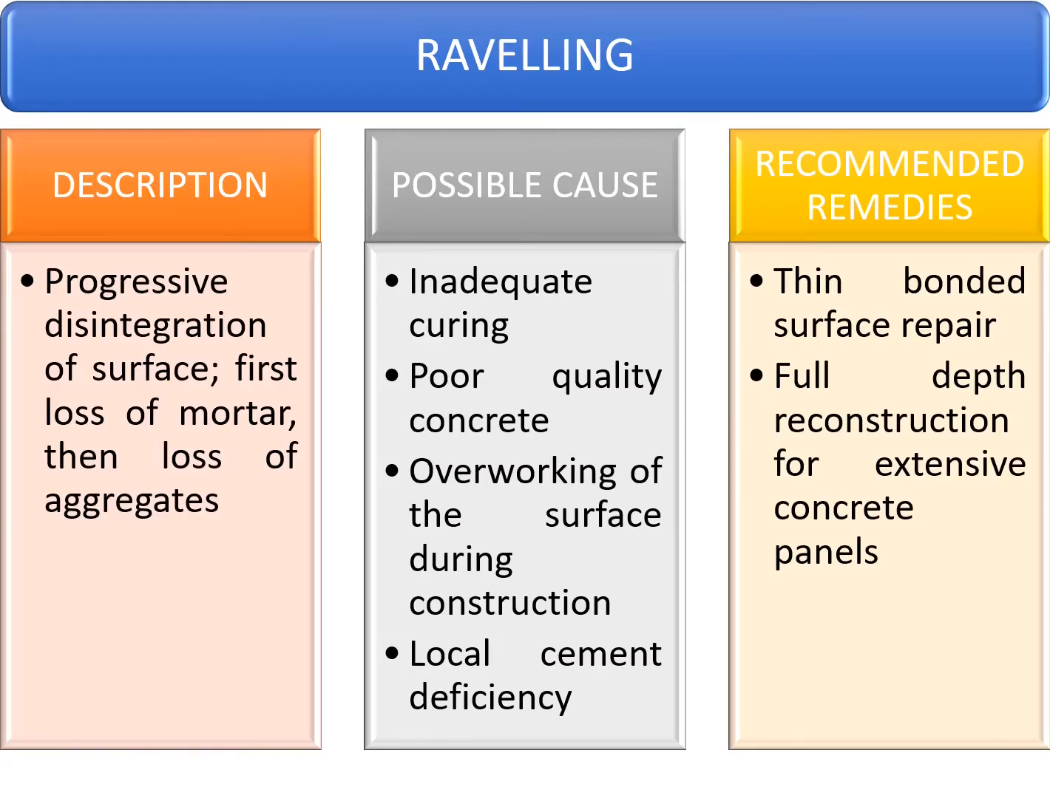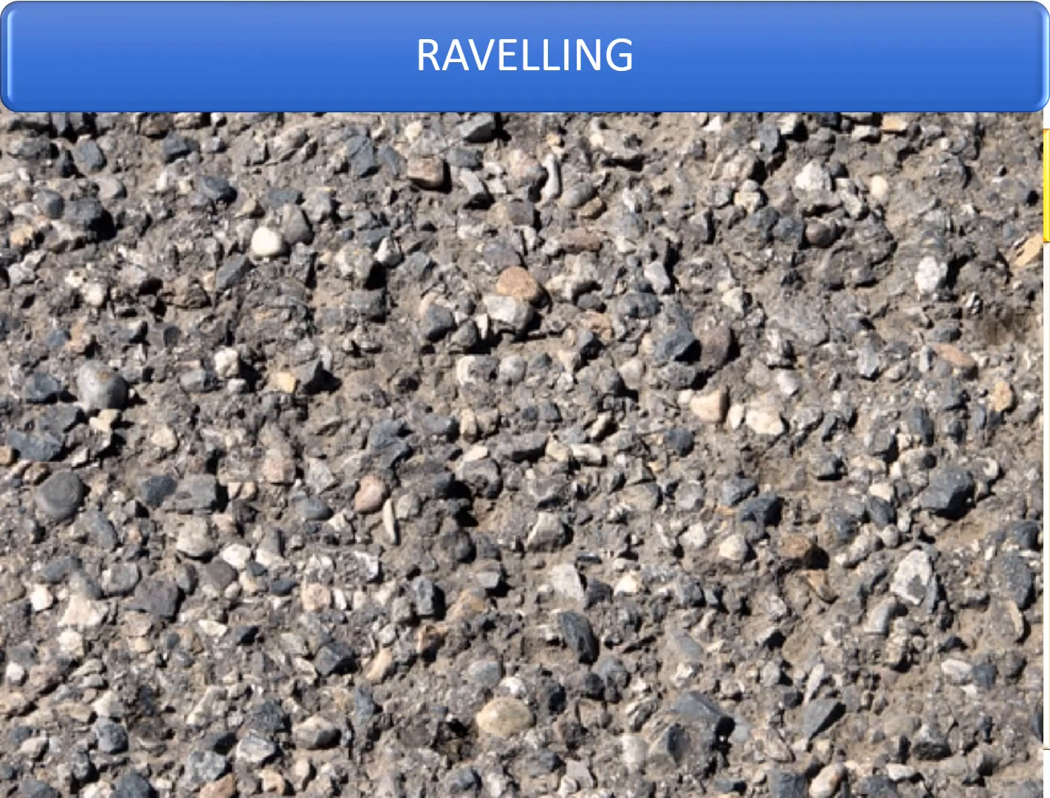Raveling is a progressive disintegration of the surface: first loss of mortar, then loss of aggregates. Ultimately it exposes the PQC surface, where the textured mortar part is completely removed and the aggregates are exposed, which has a detrimental effect on the tires of vehicular traffic. The possible causes are inadequate curing, poor quality concrete, or overworking of the surface during construction.